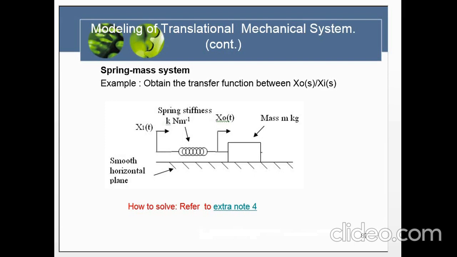Okay, the next is the spring-mass system. It is the next example. Here there is the spring and there is the mass, and this surface is a smooth horizontal surface. There is the position here, x1, and this is x0. This is the mass, m kilograms.